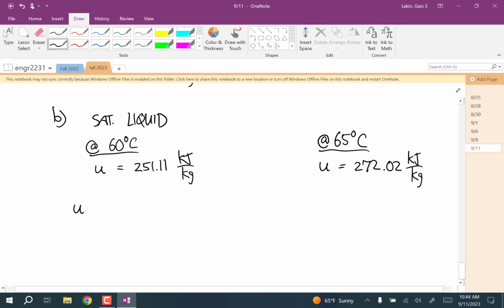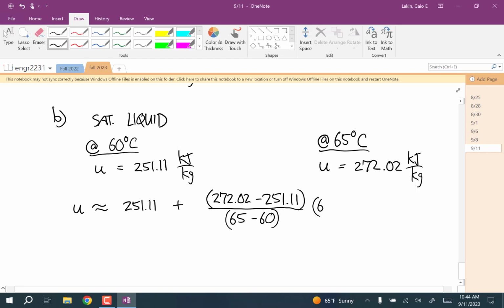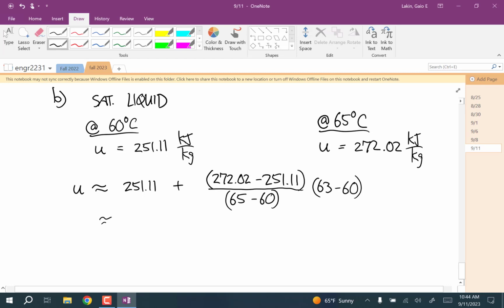And so at 63 degrees, we're going to approximate this as 251.11 plus the quantity 272.02 minus 251.11, divided by 65 minus 60, times 63 minus 60. And you get an approximate value of 263.66 kilojoules per kilogram.